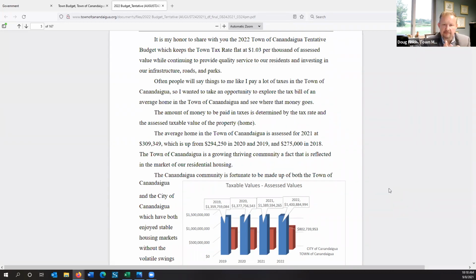So this next paragraph, the average home in the town of Canandaigua for 2021 is assessed at $309,349.